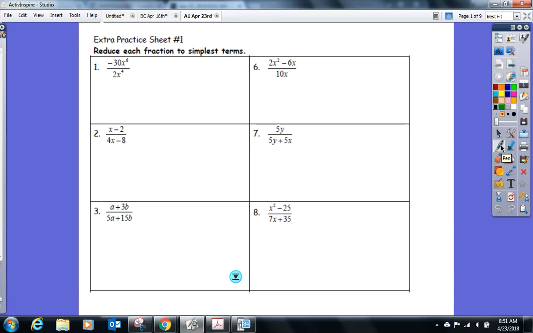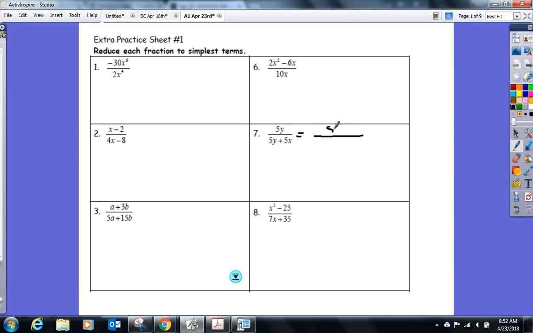I know it's pretty tempting, but are you allowed to cross off the two 5Ys? No, why not? There's addition in the bottom. I know it's so tempting, but don't do it. You see addition or subtraction in there and you're asked to simplify, look to factor first.